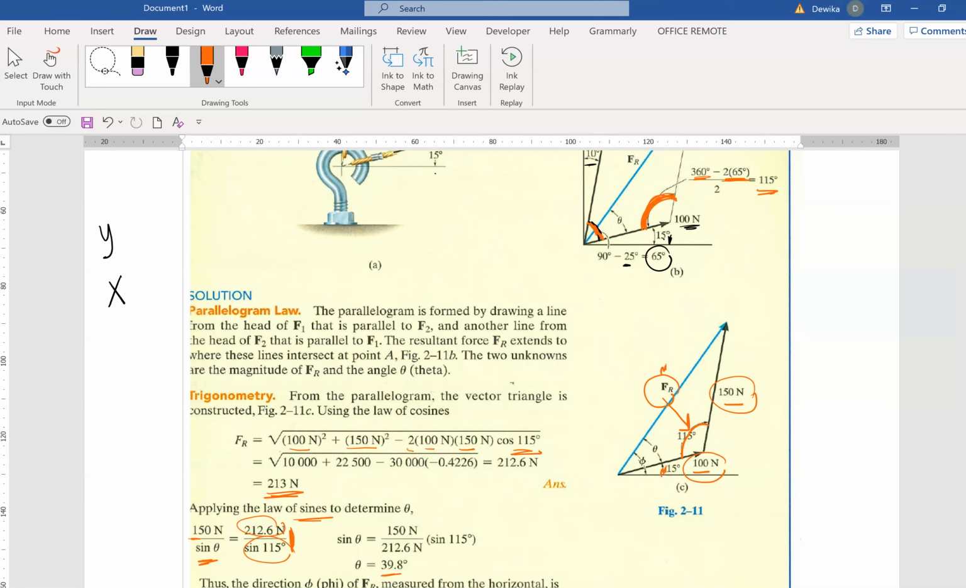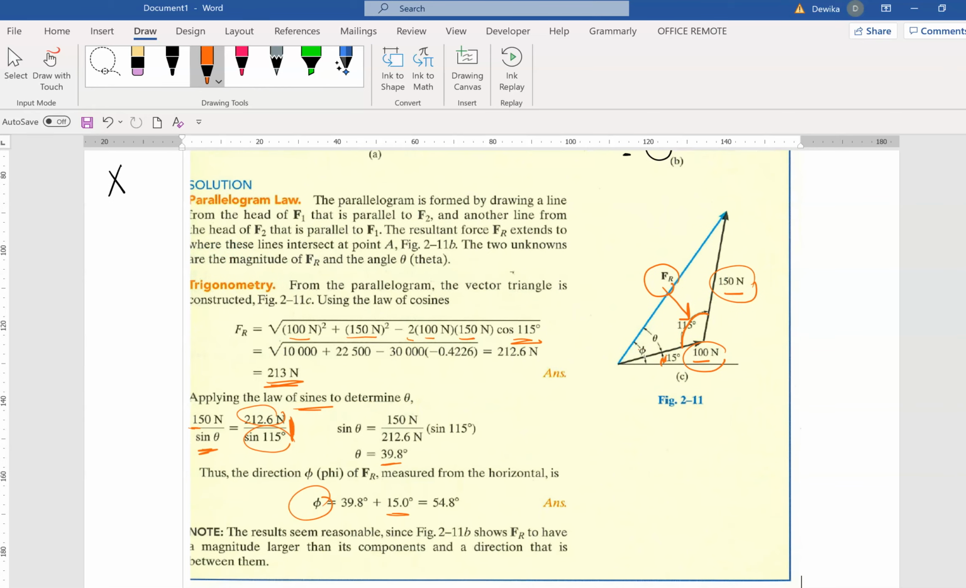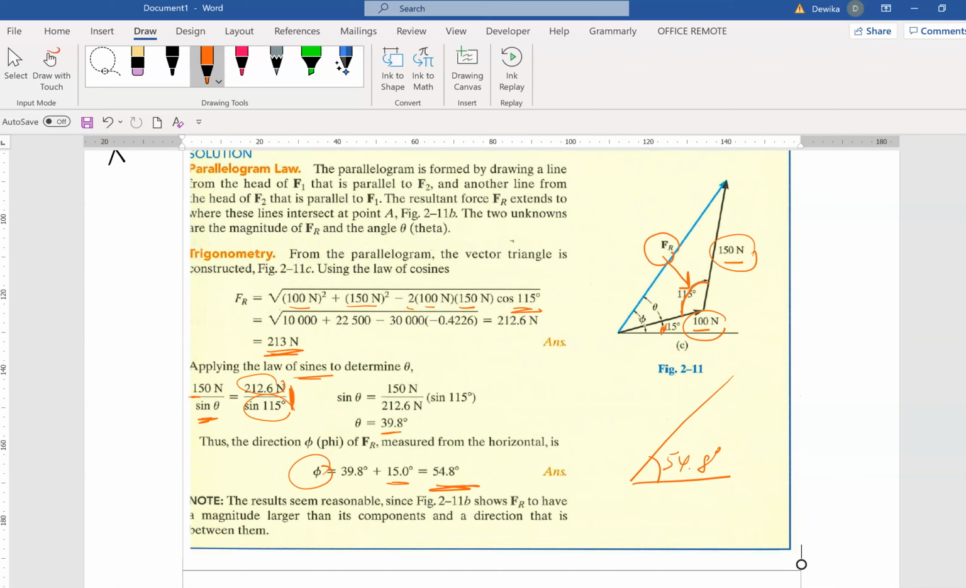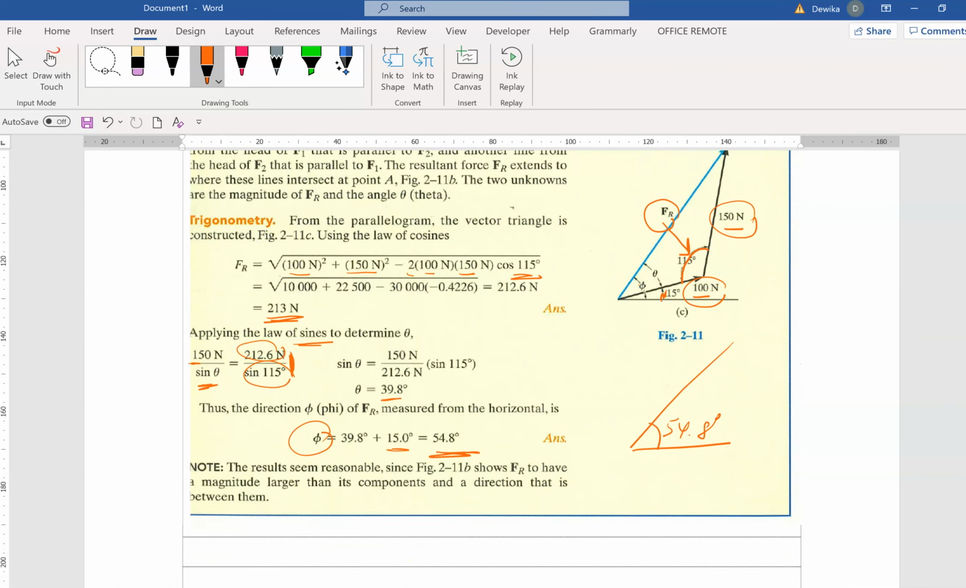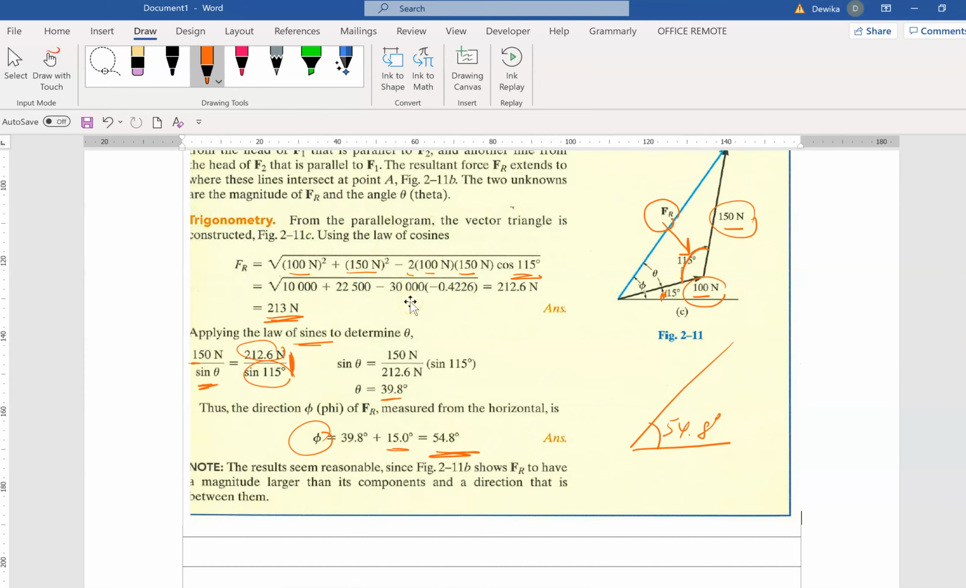Where did the 15 come from? Remember from the question, the 15 is actually here. So with that, you get the total angle, meaning the whole force resultant to the x-axis will be 54.8 degrees. So this is the first part of the chapter. I will see you in the next chapter. You can solve example 2.2, 2.3, example 2.4, and I will meet you again for the chapter on addition of system of coplanar forces. Thank you.